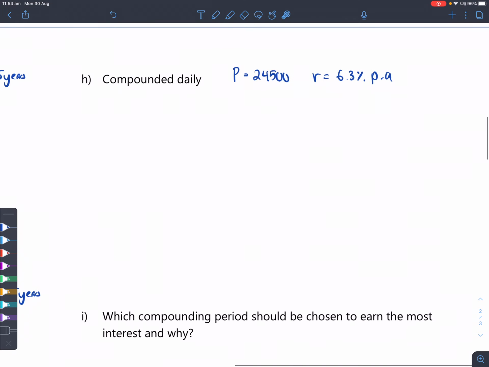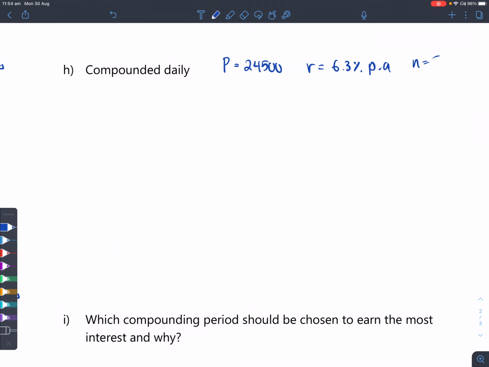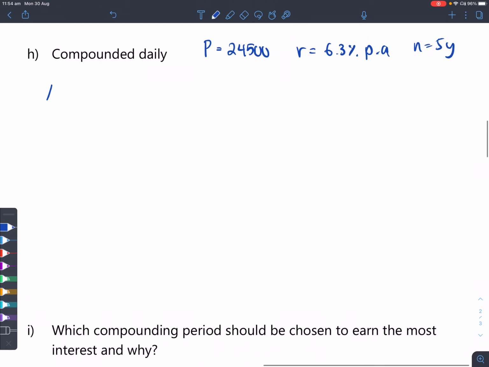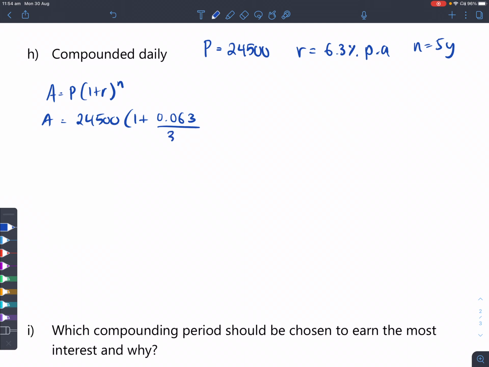Now, what's another duration that is even less than weekly? Let's say we compound daily instead. So if we compound daily, what this means is every single day the bank would give you interest based on your current principal. Okay, so we have our principal as 24,500. We're going to do 1 plus 0.063 as usual, but we divide by 365 since there are that many days in a year. We're going to raise it to power 5 years, but multiply that 5 with 365 also.